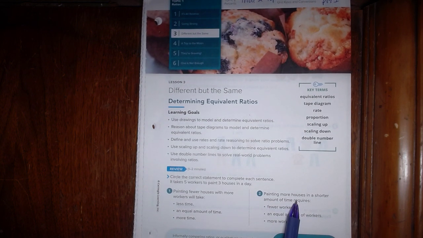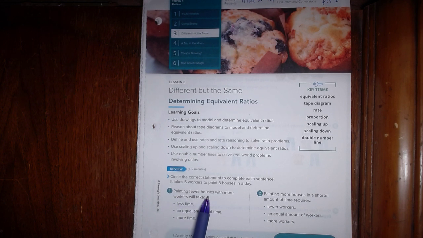Number 2, painting more houses in a shorter amount of time requires fewer workers, an equal amount, or more workers. So painting more houses in a shorter amount of time. Okay, I want you to pause and I want you to answer those. Okay, so hopefully you did that.